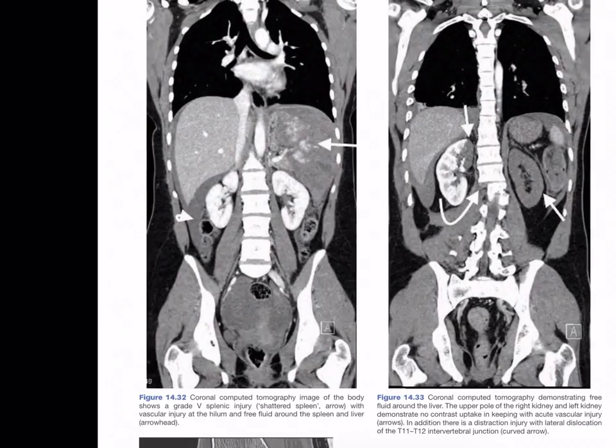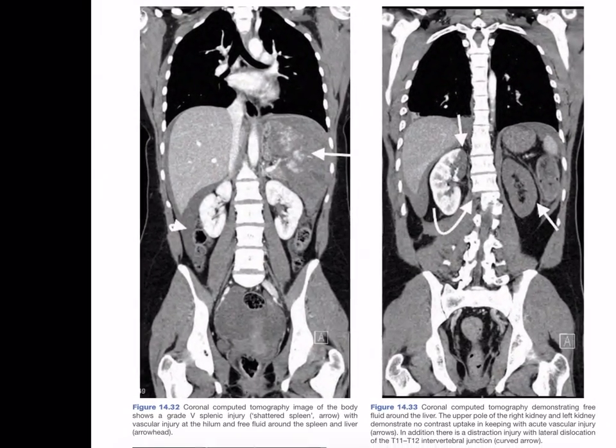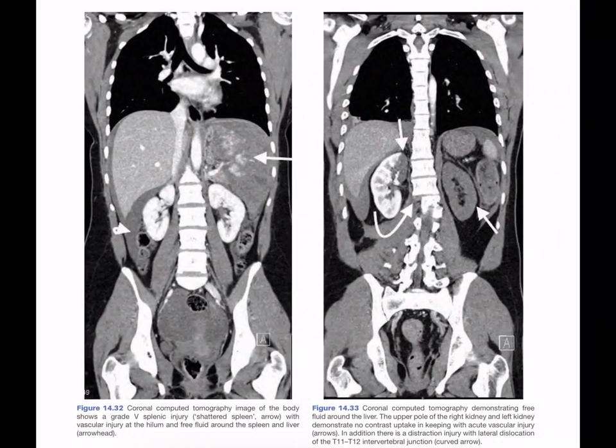We'll see first figure 14.32. Coronal computed tomography image of the body shows a grade 5 splenic injury, shattered spleen. Arrow is shown on the spleen which is shattered, with vascular injury in the hilum and free fluid around spleen and liver. That's the arrowhead.